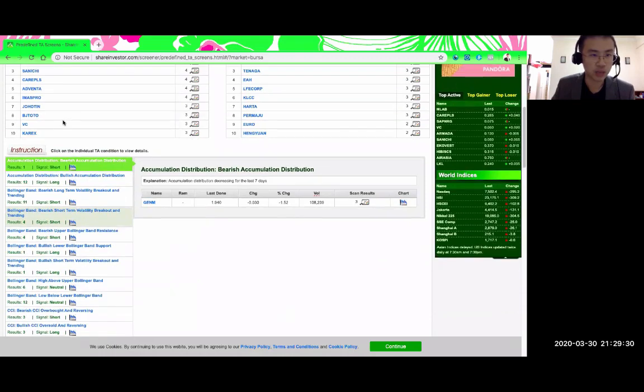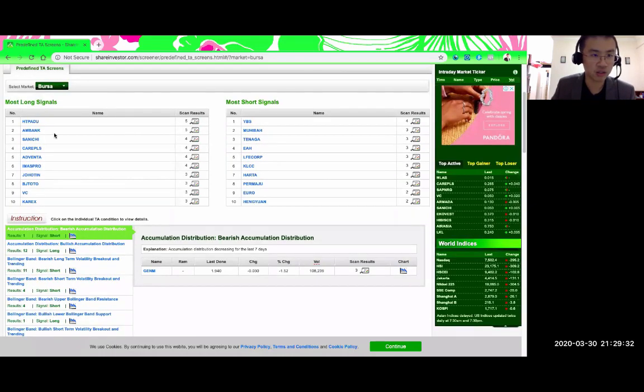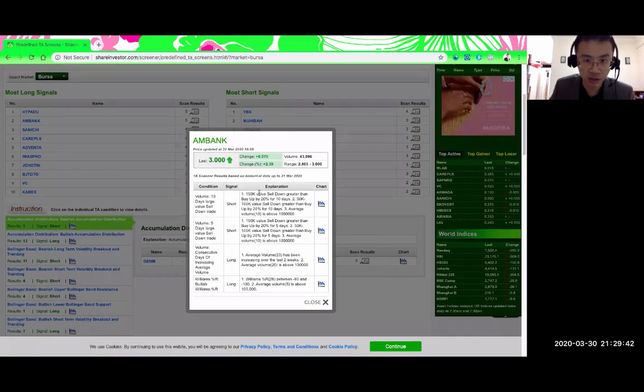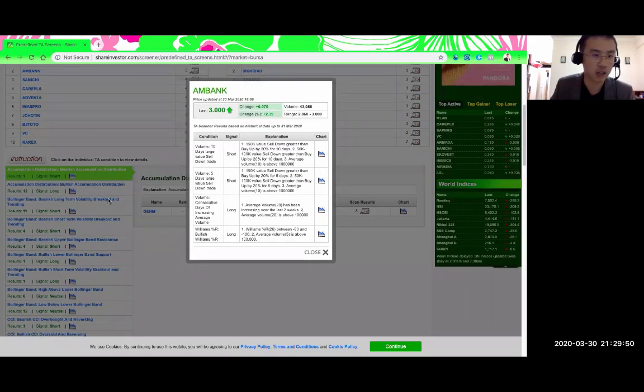Okay, so which company fulfills the long signal? Let's say Maybank fulfills the long signal. So which long signals do they fulfill? These are the criteria: volume 10 days, 150,000 value sell down rather than buy up. This is to track the big player. Second criteria fulfilled, third criteria fulfilled. So these are the long signals.